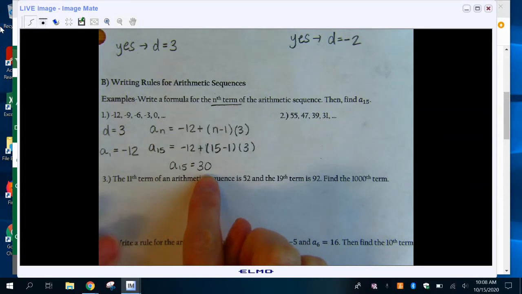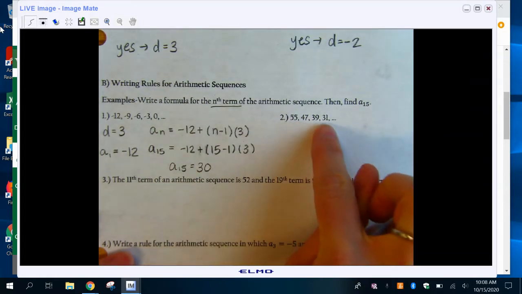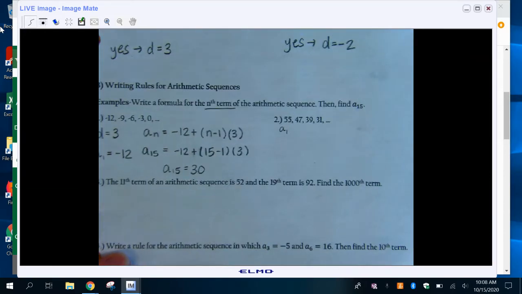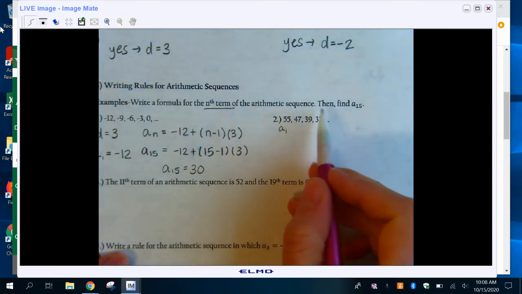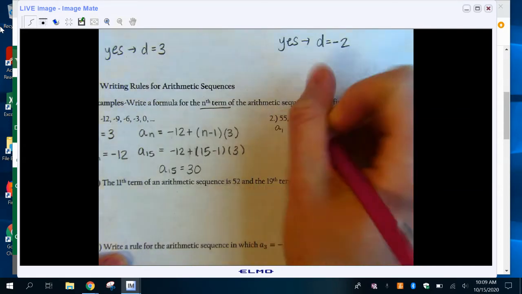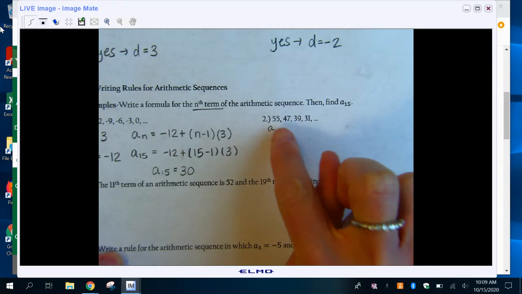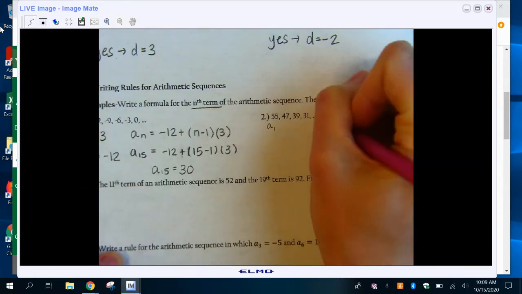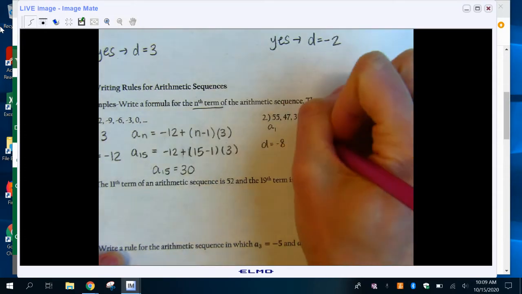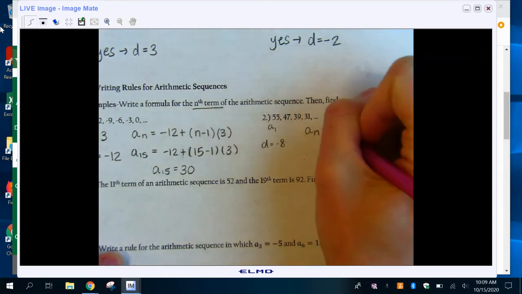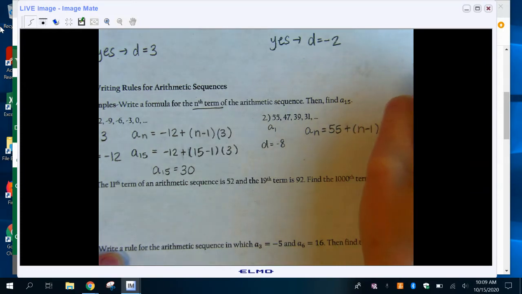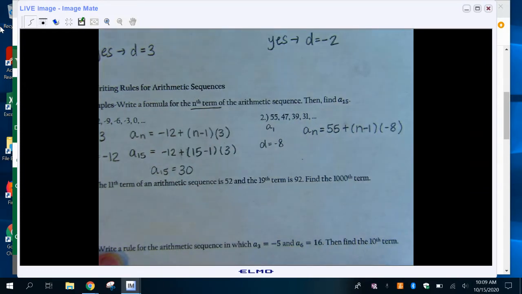Okay. All right, so then for this one, my first term is 55. And now my values are decreasing, which means that my common difference is going to be negative. And it looks like I'm decreasing by 8. So D is going to be -8. So that would make the formula for the nth term 55 plus n minus 1 times -8.